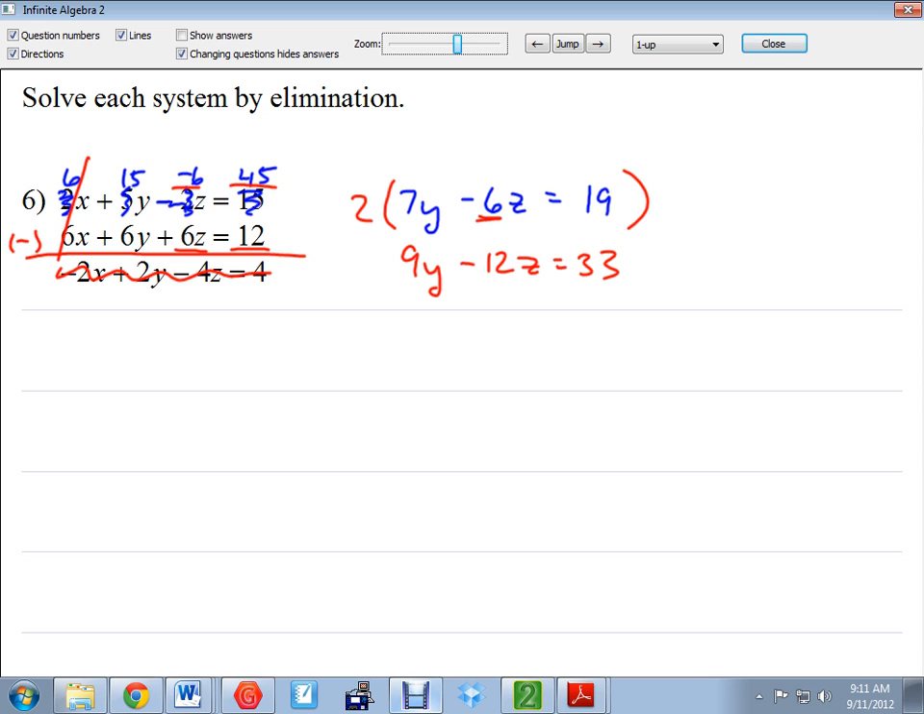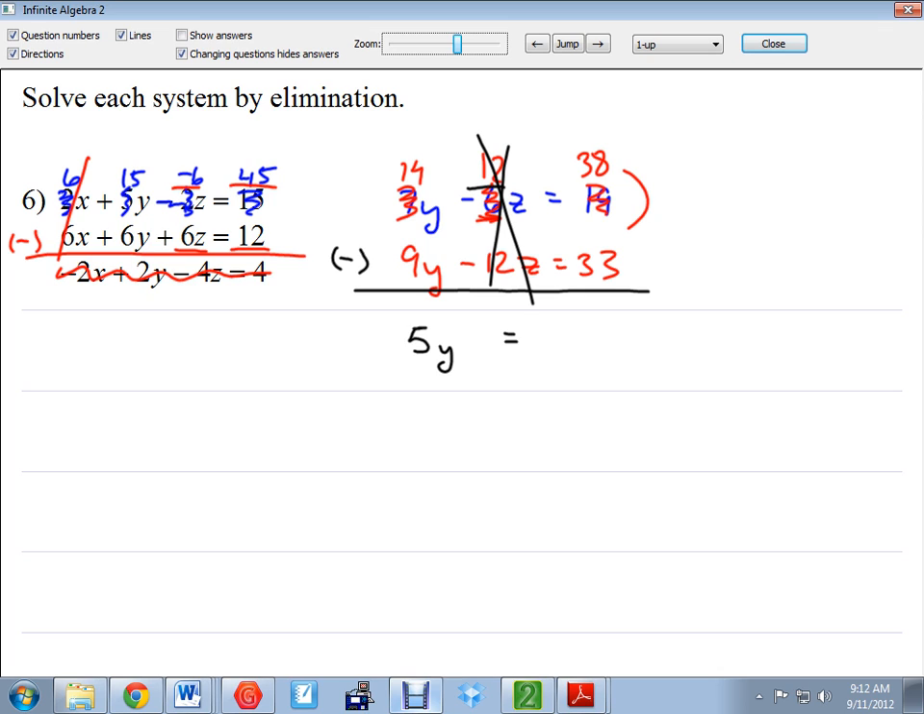So instead of having a 7, what I'm going to have is a 14y, a negative 12z, and I'm multiplying it by 2, and 2 times 19 is 38. So now what I have is a new set of equations where the z variables are the same, which I can eliminate using subtraction. So 14 minus 9 is 5y. Negative 12 minus a negative 12 is nothing. It cancels out. That was the goal. And 38 minus 33 is 5. 5y equals 5 is very simple, giving me one of my answers: y equals 1.